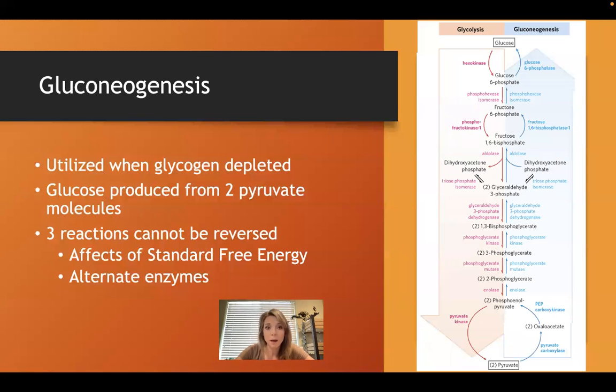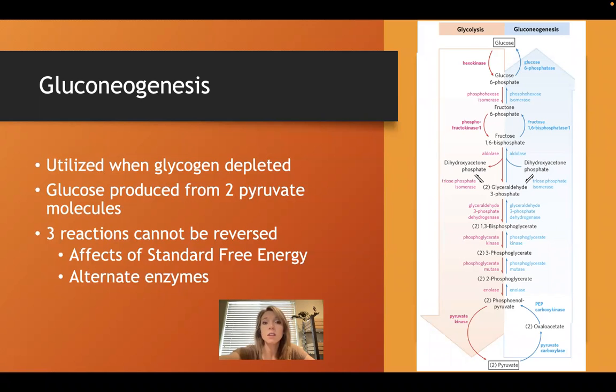So let's take a look at our other pathway. This is gluconeogenesis. Recall that glycolysis is the breakdown of sugar and occurs in the cytosol. Gluconeogenesis occurs primarily in the liver. And let's break down the word here. So remember, gluco is glucose, neo meaning new, and genesis is like the formation of. So we're forming new glucose. We're making a new molecule with that. So when the body is depleted of glucose and glycogen sources are depleted, it can utilize gluconeogenesis.